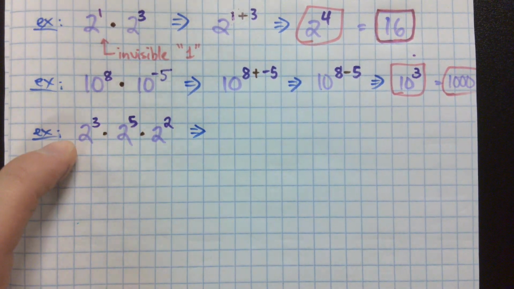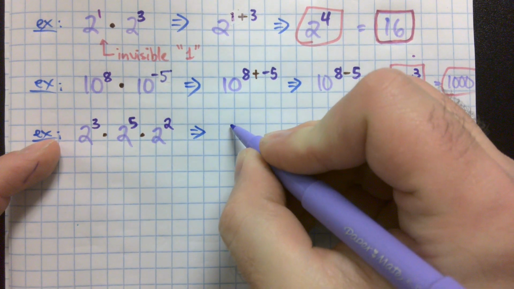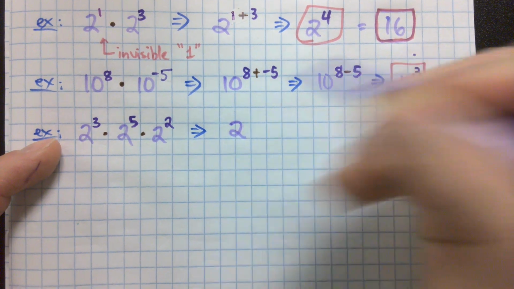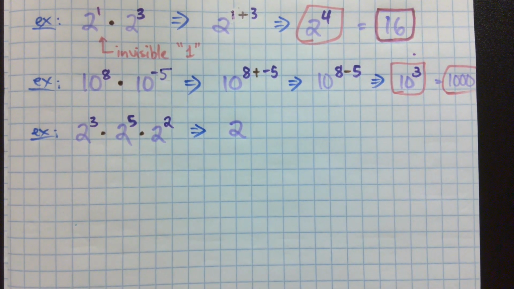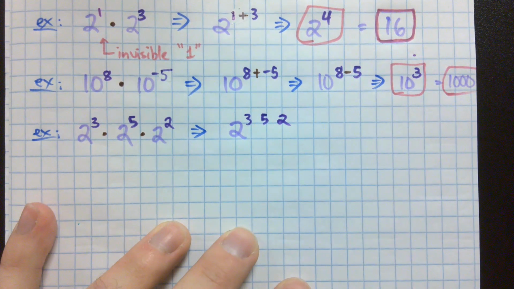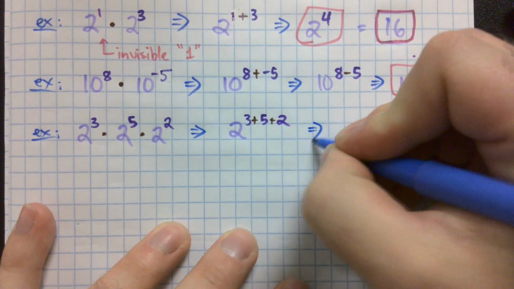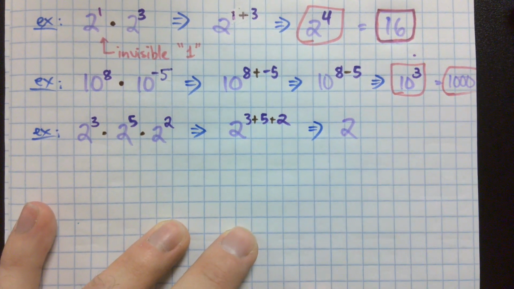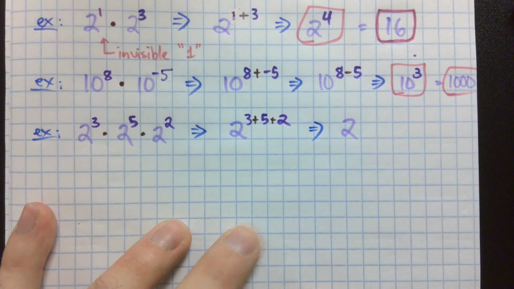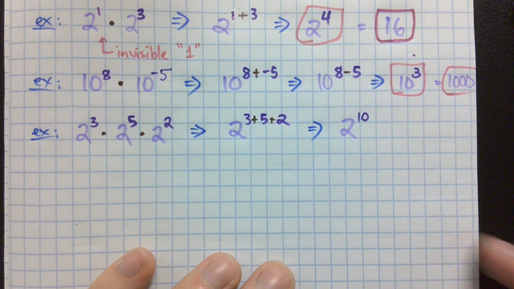So Devin, help me out. What are we going to do here? We make the 2s just a singular 2. That's right. And then what do we do with all those numbers in purple? We add them up. Thank you, Francisco. 3 plus 5 plus 2 gives us 2 to the power of 10.